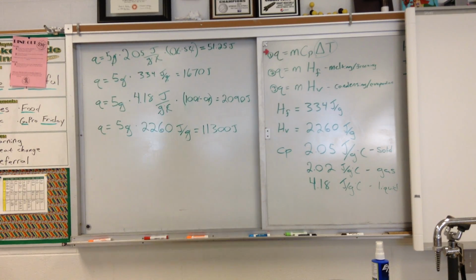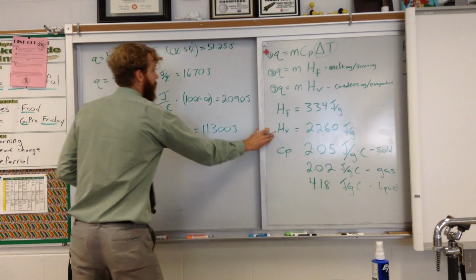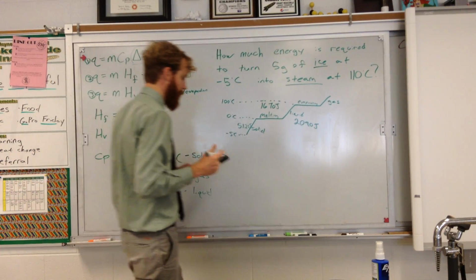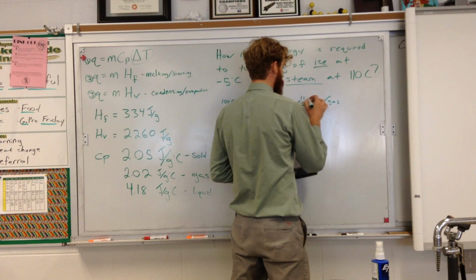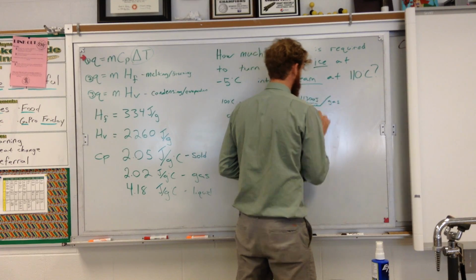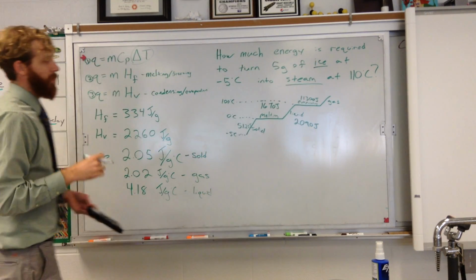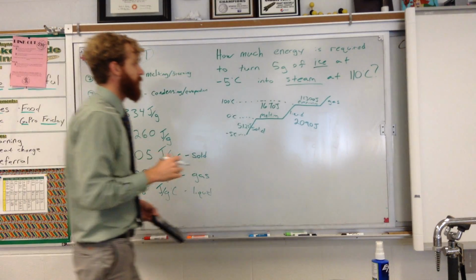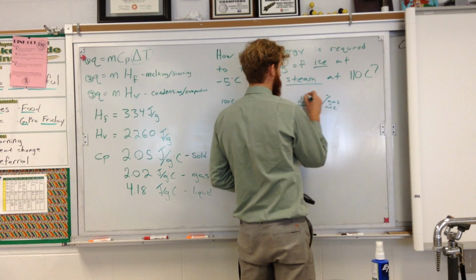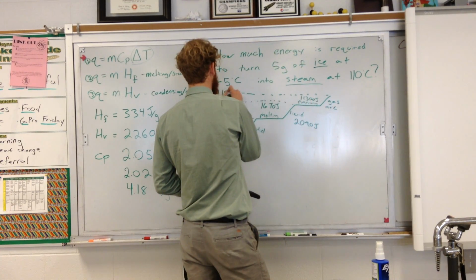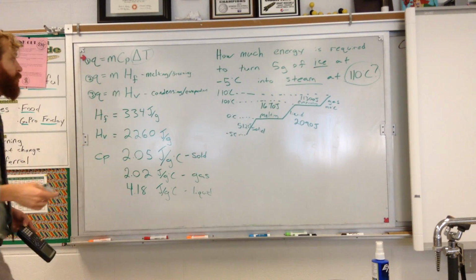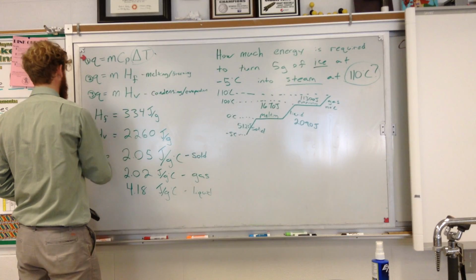Alright, we're at 10 minutes. I've got to move a little bit quick. I'm trying to keep it under 12. So, our evaporation was 11,300 joules. Now we have the last step, the gas. With the gas, the steam, we start at 100 degrees Celsius and we're going to go up to 110 degrees Celsius, right here. Because we have a change in temperature, we're going to use this first equation.